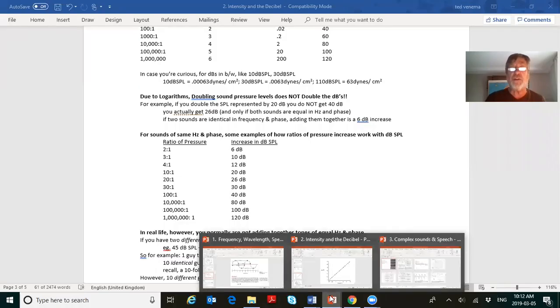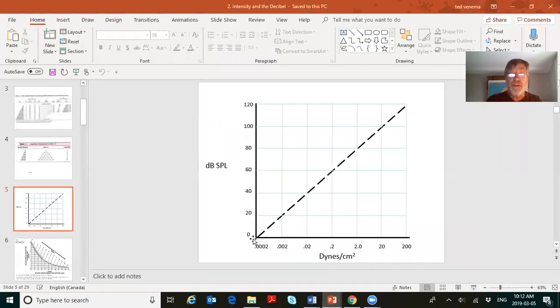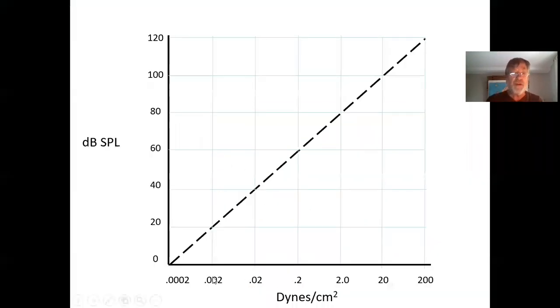Let's go back to our picture again. When you increase the pressure by a factor of 10, how much do you go up by? See all these numbers on the bottom? They're always dealing with tens. This one's 10 times as much as this. This one's 10 times as much as that. This one's 10 times as much as this. So every time you are increasing the pressure by a factor of 10, you're going to go up 20 dB.